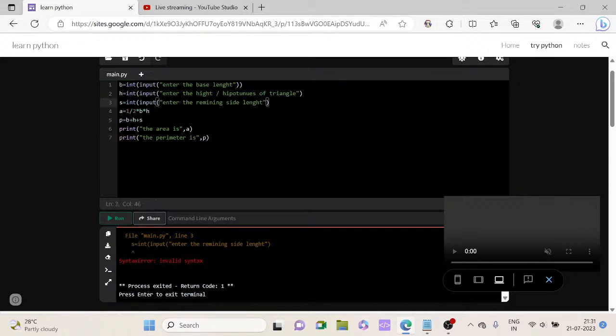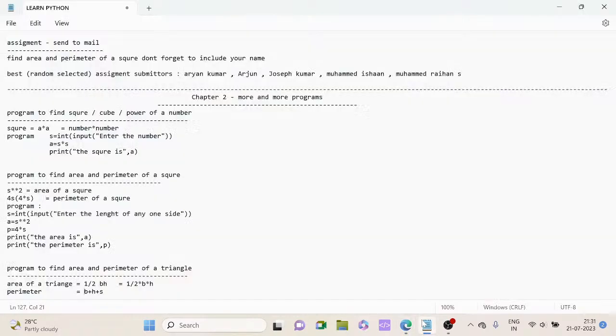Okay, so I have set the rule that when we start a bracket, we need to close the bracket. Now I have closed the bracket. So this is called debugging. Do you know what debugging is?